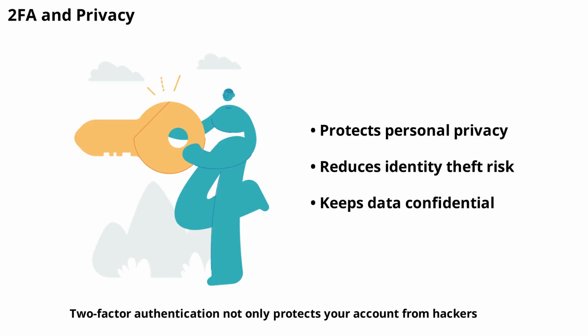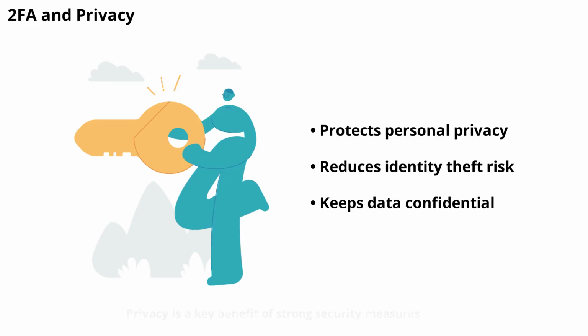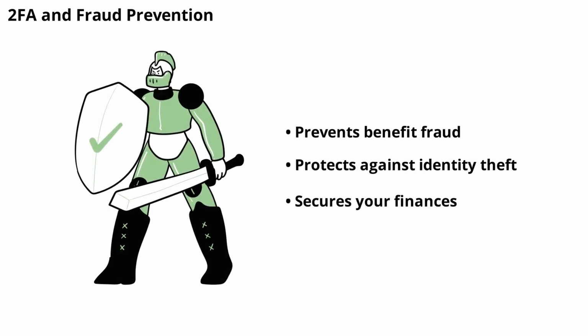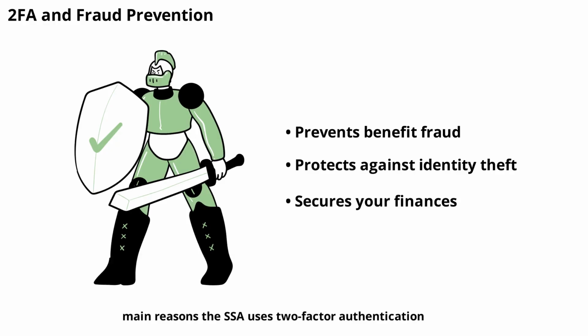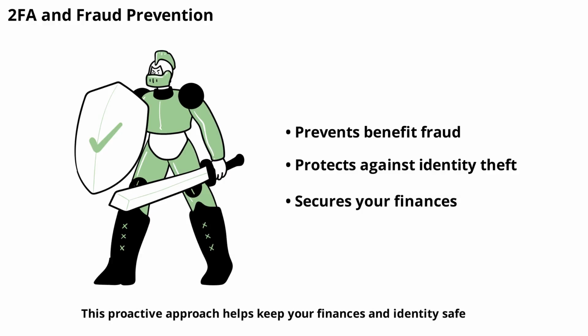Two-factor authentication not only protects your account from hackers, but also helps maintain your privacy. By keeping your social security information secure, you reduce the risk of identity theft and unauthorized use of your personal data. Privacy is a key benefit of strong security measures. Fraud prevention is one of the main reasons the SSA uses two-factor authentication. By requiring a second form of verification, the system makes it much harder for fraudsters to access your benefits or personal information. This proactive approach helps keep your finances and identity safe.